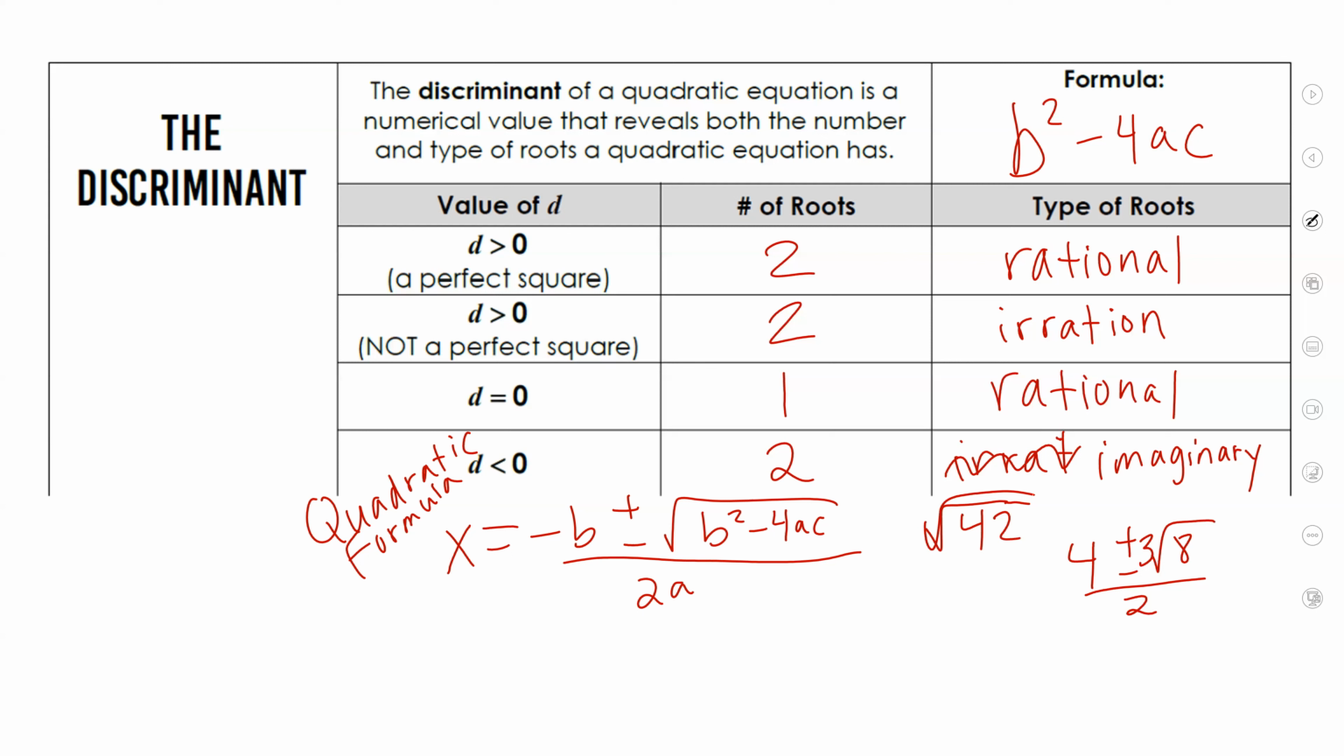All right. And then if it equals 0, you're going to have 1 rational one. So that means your graph would look something like this. You just have 1 x-intercept instead of 2, okay? And if it's less than 0, meaning it's negative, that means we're going to have a negative number under the square root. Whenever you have a negative number under the square root, that means you're going to have the letter i, right? So that's why we have 2 imaginary solutions. Okay, let's go ahead and move on.